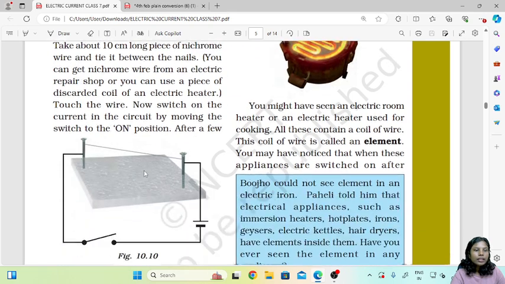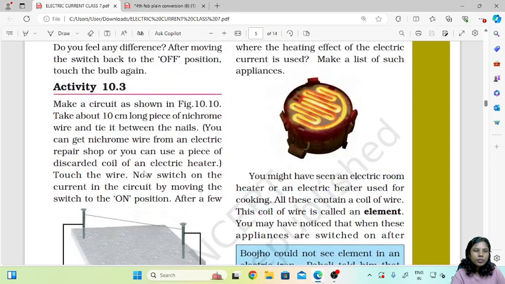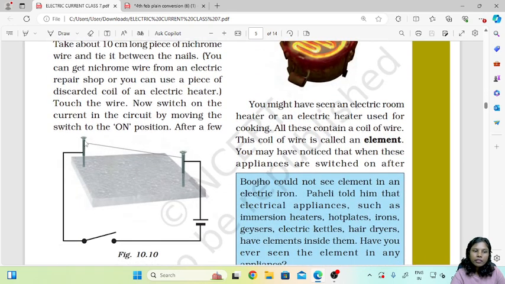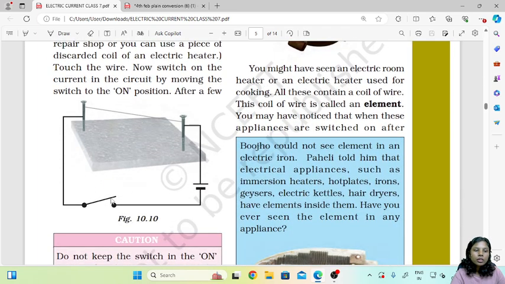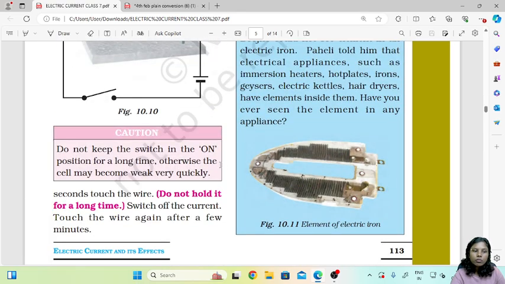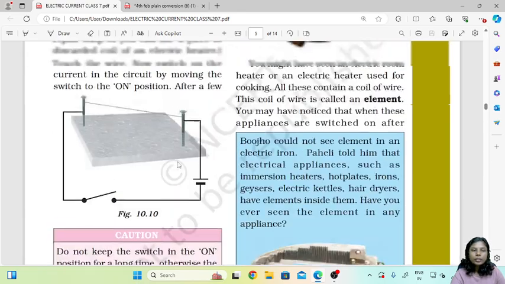There is another circuit they have shown here. The only difference is that they have used nails over here. When you turn on this switch, this will get warmer or hotter. Be careful not to touch them when the switch is on. After turning the switch off, you can touch it or hold it.